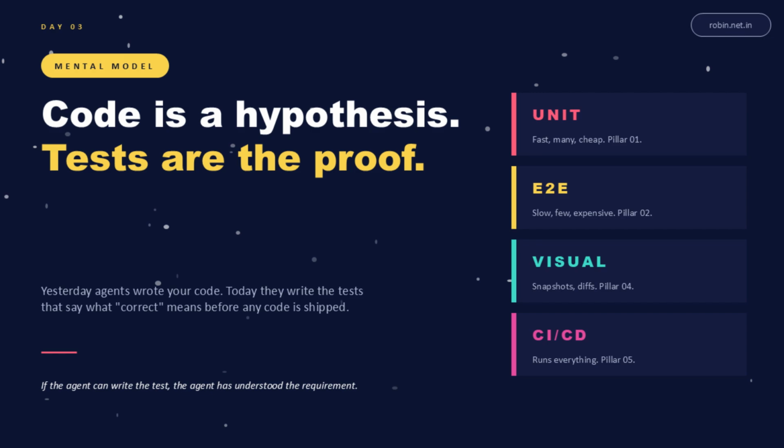This is the anchor for today. Code is a hypothesis. Tests are the proof. Yesterday, agents wrote your code. Today, they write the tests that say what correct means before any code is shipped.